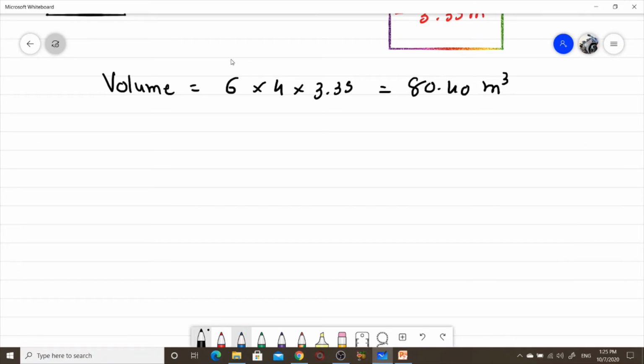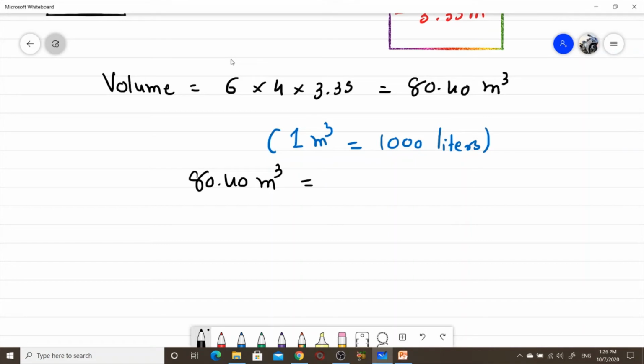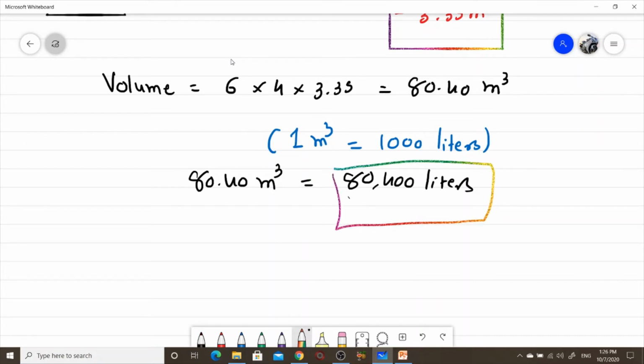But here is one condition. 1 meter cube is equal to 1000 liters. So 80.40 meter cube, as well as 80,400 liters, is the capacity of the tank. This is the capacity of the tank.